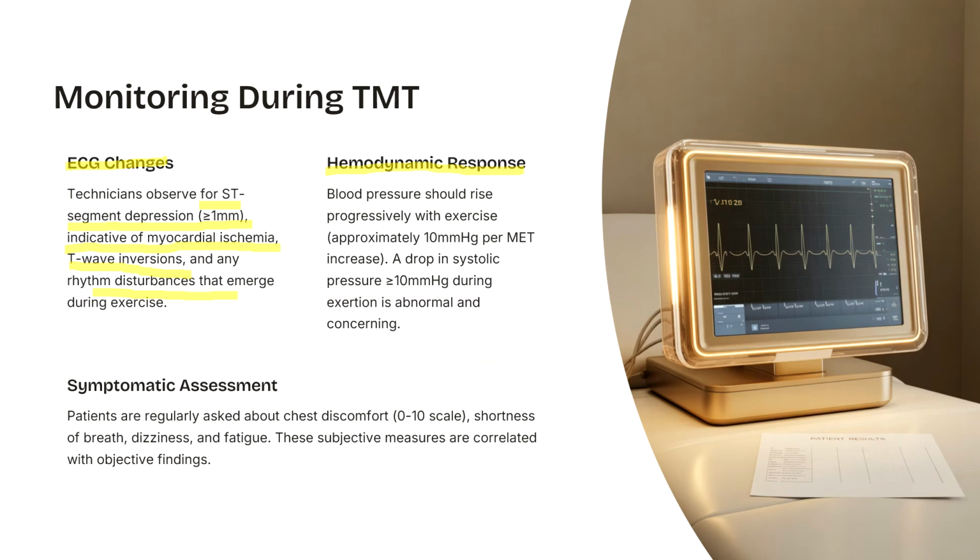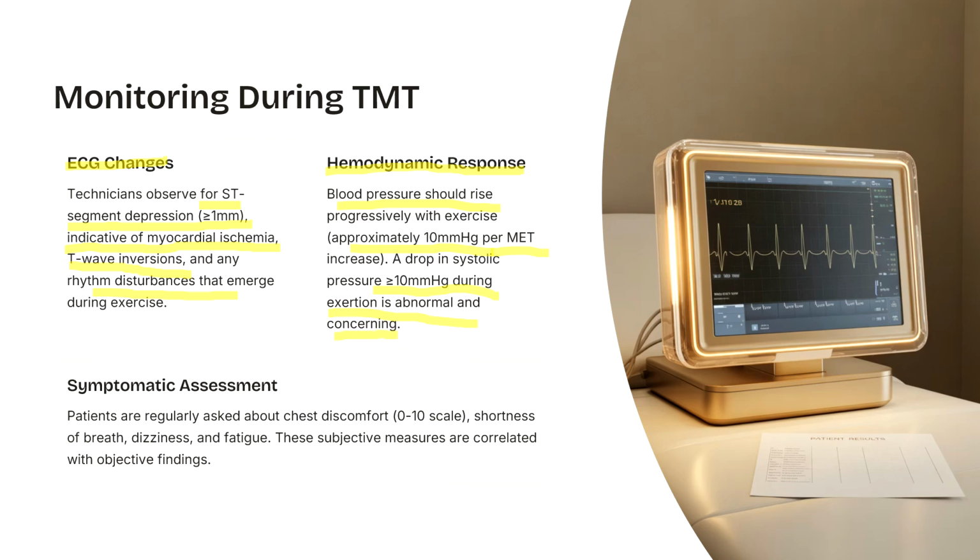Blood pressure should rise increasingly with exercise, approximately 10 millimeters of mercury per metabolic increase. A drop in systolic pressure greater than or equal to 10 millimeters of mercury during exertion is abnormal and concerning. So this is the checkpoint.